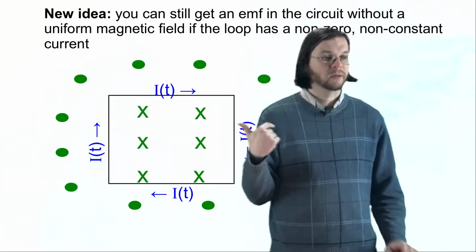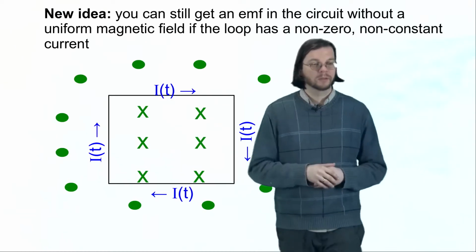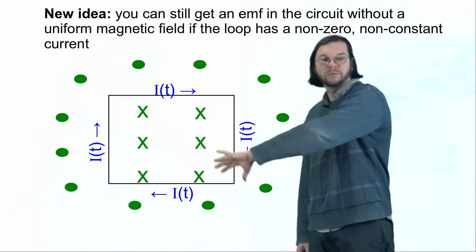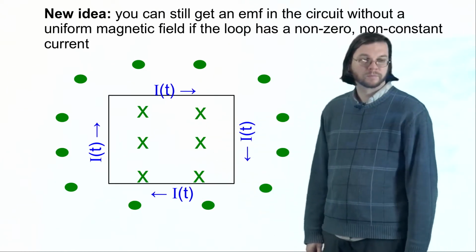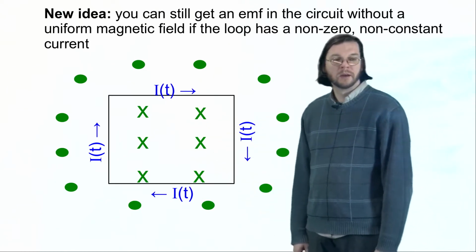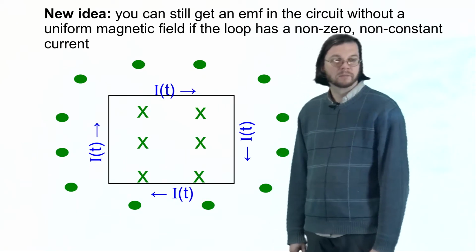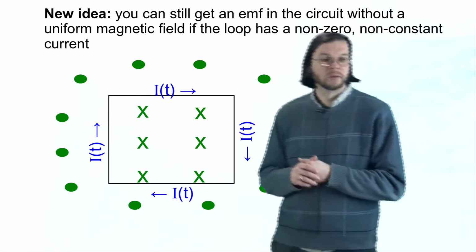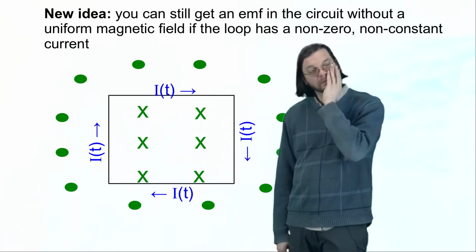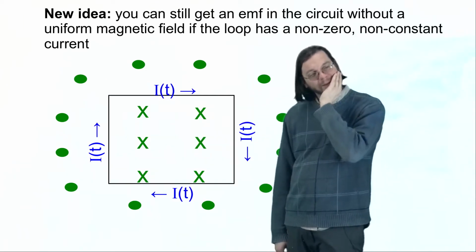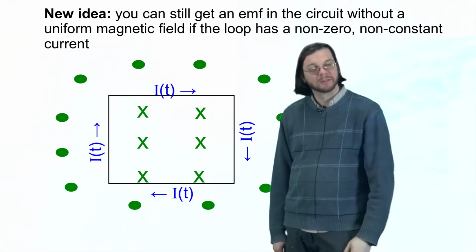So that's going to create a magnetic field. It's going to do something like this, right? If the current is this way, then that's going to be into the page on the inside. If the current is the other way, then the field is the other way. But it's going to create some kind of magnetic field like this.